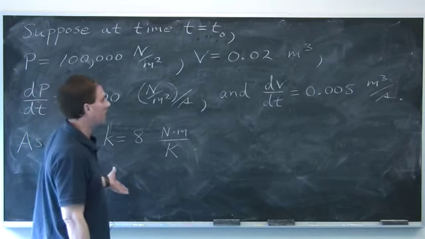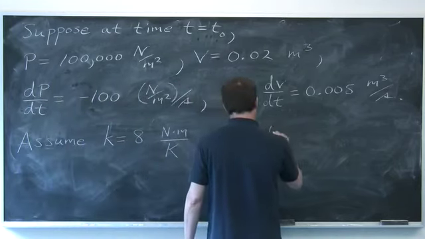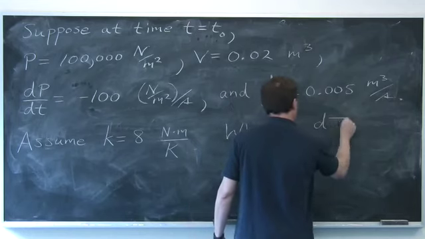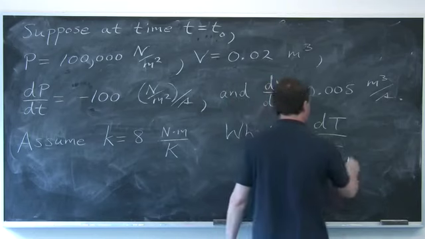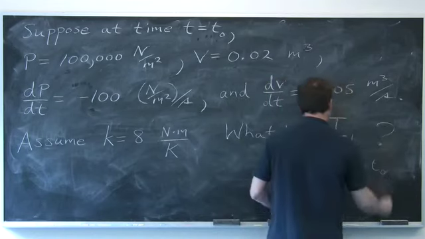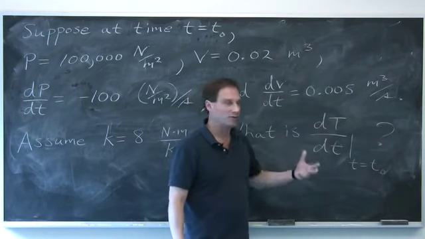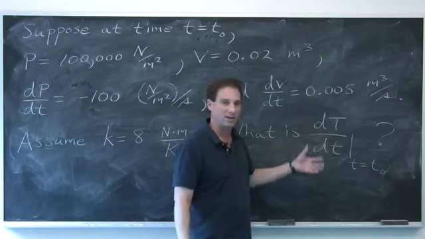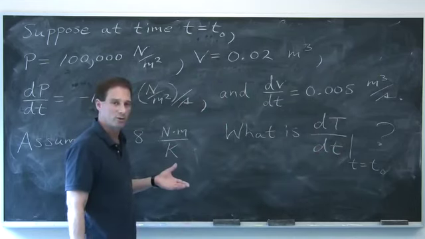So my question is, what is dT/dt, the rate of change of the temperature of the gas at time T naught? Can we do this? We don't have a formula in terms of T for the temperature as a function of time. How on earth could we possibly calculate this derivative? And the answer is the product rule.